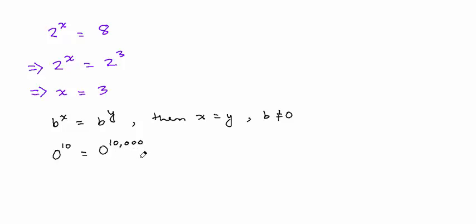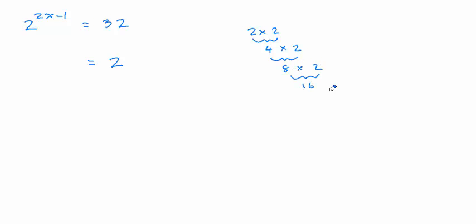Okay, let's do a couple of problems. Let's say we have 2 raised to the 2x minus 1 is equal to 32. So our plan is to rewrite 32 as 2 raised to the something. Now if you think of the number 32, 2 times 2 is 4, 4 times 2 is 8, 8 times 2 is 16, and 16 times 2 is 32. So we have 1, 2, 3, 4, 5 2's in this. Therefore 32 is the same as 2 raised to the 5th, and that's equal to 2 raised to the 2x minus 1.